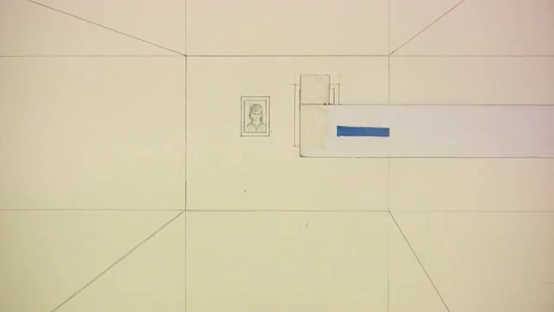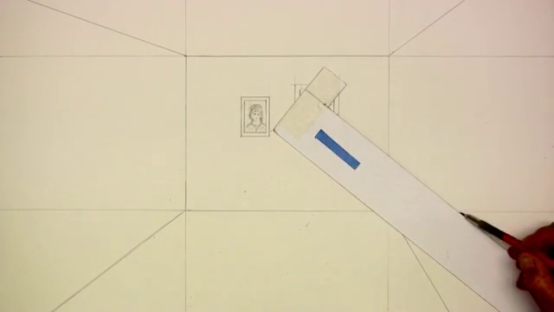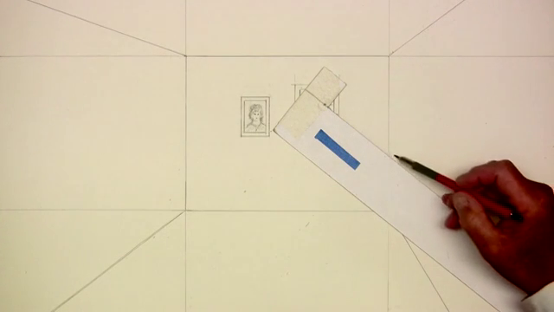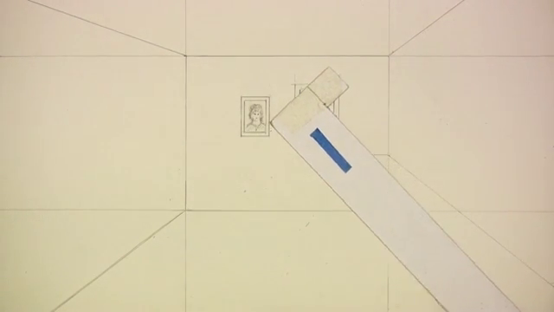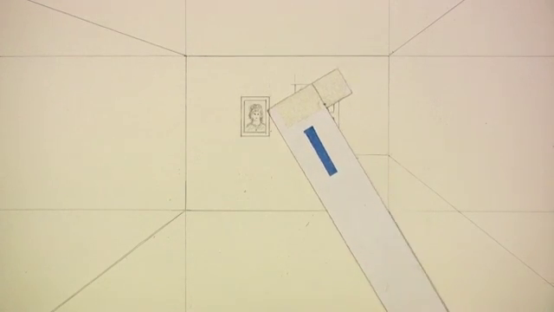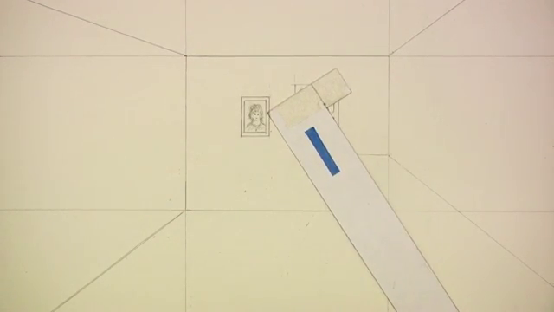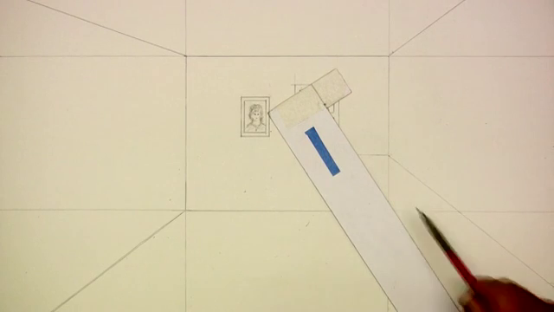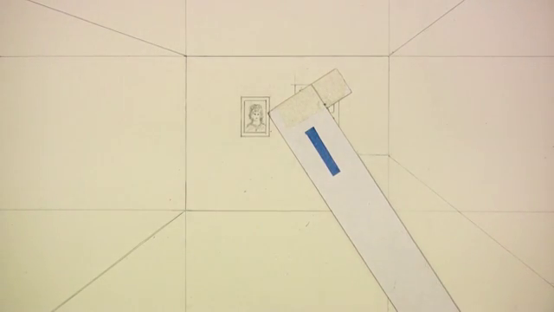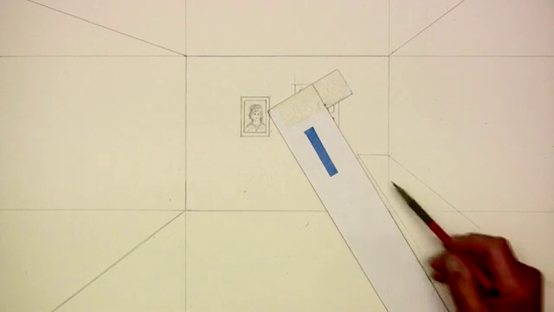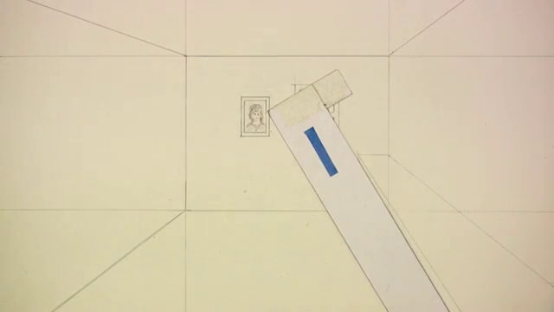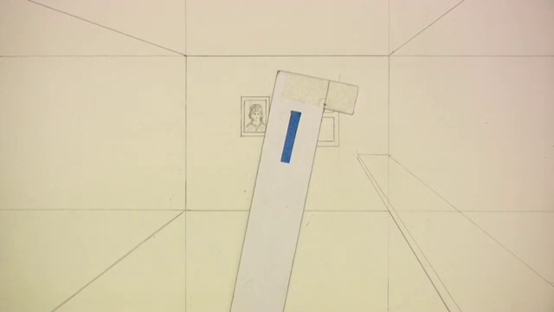That's easy. All of these are called construction lines. You'll see why later. The right side of the tabletop, the left side of the tabletop, the bottom of the left side of the tabletop. Looking like a tabletop already, isn't it?